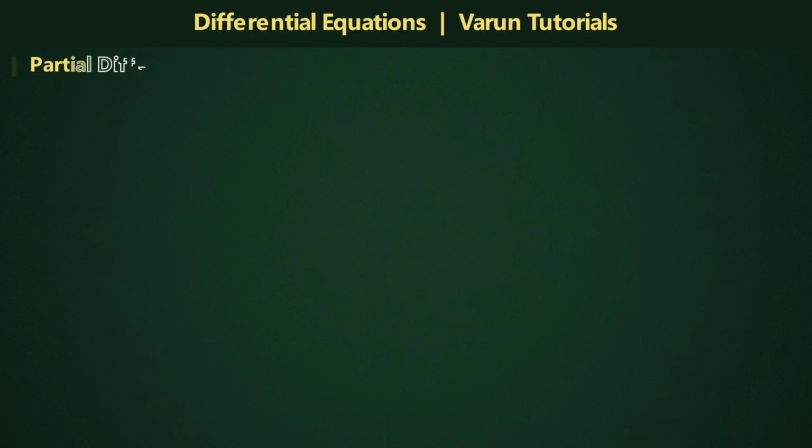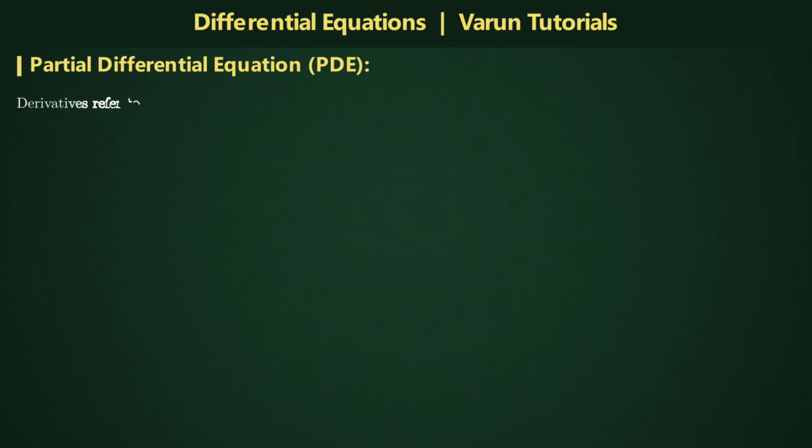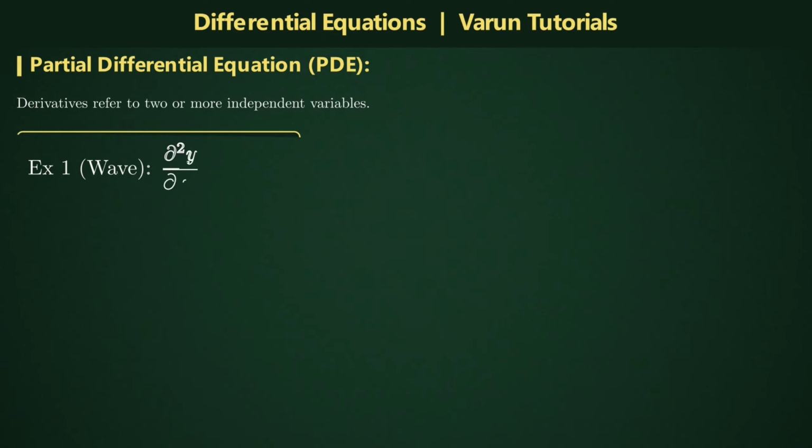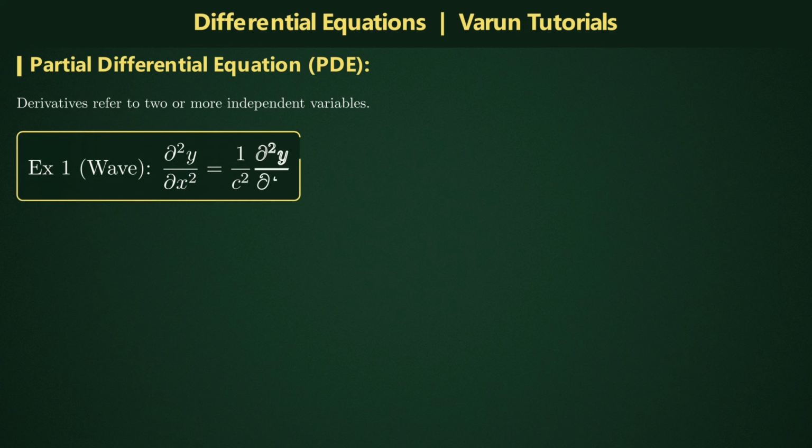Next, let us define a partial differential equation, or PDE. A differential equation is said to be partial if the derivatives in the equation refer to two or more independent variables. A classic example is the one-dimensional wave equation, where the second partial derivative of y with respect to x equals 1 over c squared times the second partial derivative of y with respect to t.